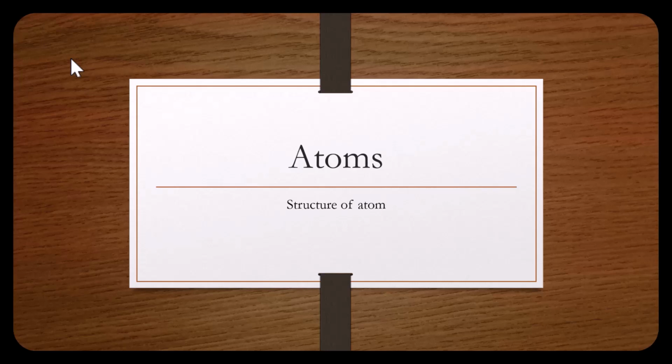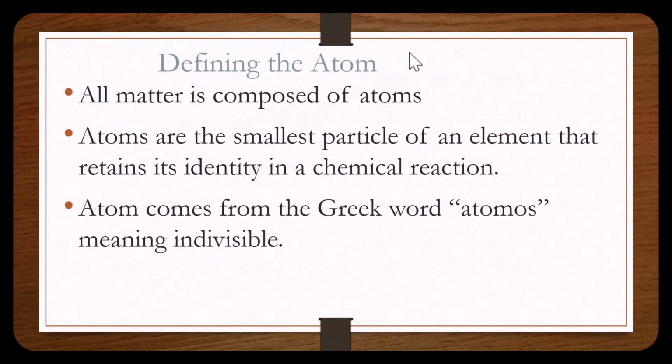This is Chapter 2 of the Basic Chemistry series. This chapter is on the structure of atoms. All matter is composed of atoms. Atoms are the smallest particle of an element that retains its identity in a chemical reaction. Atom comes from the Greek word atomos, meaning indivisible.